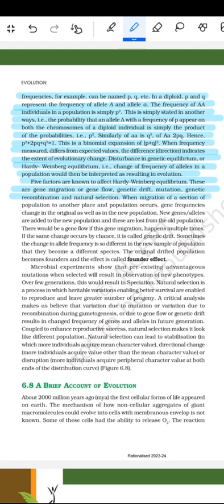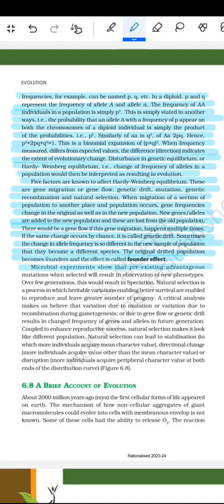When migration of a section of the population to another place and population occurs, gene frequency changes in the original as well as in the new population. New gene alleles are added to the new population and those are lost from the old population. There would be a gene flow if this gene migration happens multiple times. If the same change occurs by chance, it is called genetic drift. Sometimes the change in the allele frequency is so different in the new sample of the population that they become a different species. The original drifted population becomes the founders and the effect is called the founder effect.